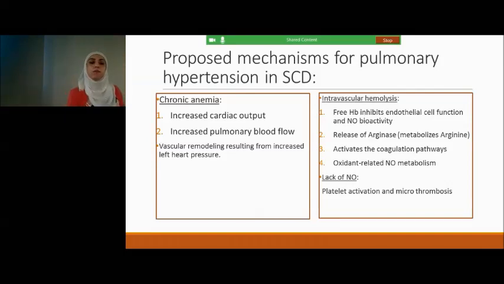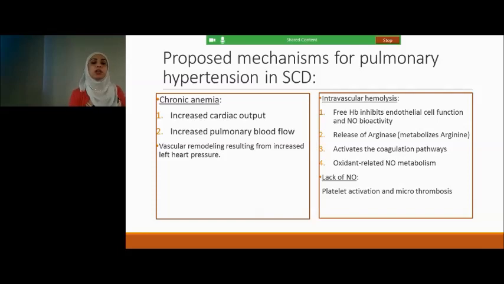How is that? Free hemoglobin can actually inhibit the production of nitric oxide, which is a very important pulmonary local vasodilator. It also releases arginase, which metabolizes arginine, which is the precursor for nitric oxide in the endothelial cells. And also free radicals can cause direct damage to the endothelial cells, producing less nitric oxide. And lack of nitric oxide will induce coagulopathies and activation of platelets and thrombosis. So you can have microemboli and you can have pulmonary hypertension.